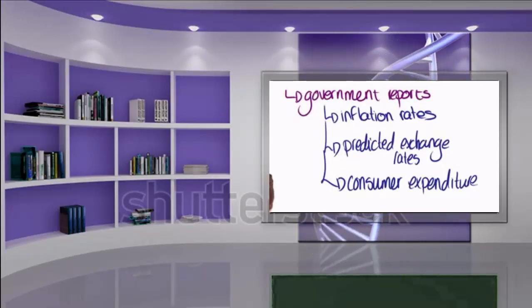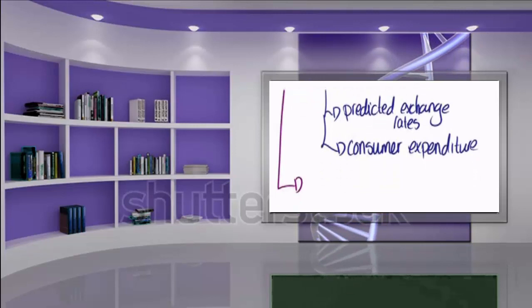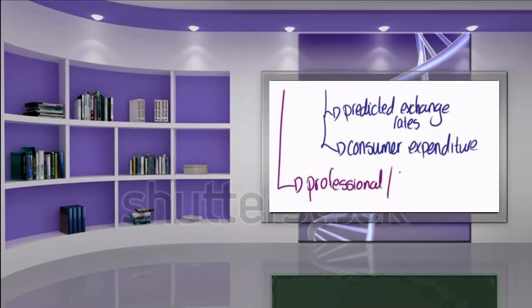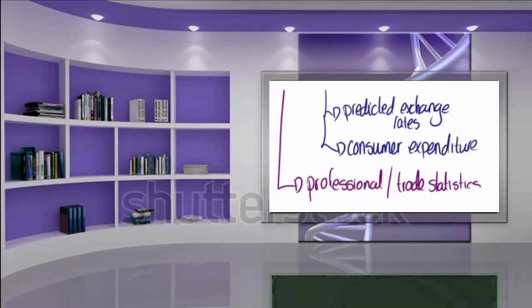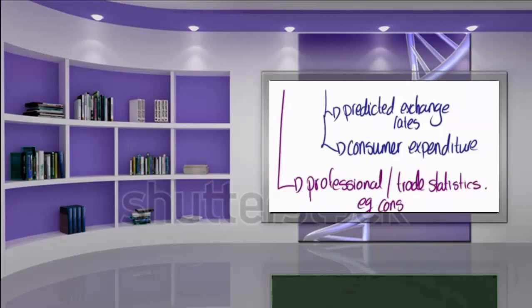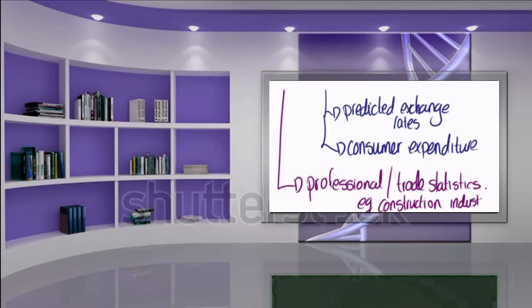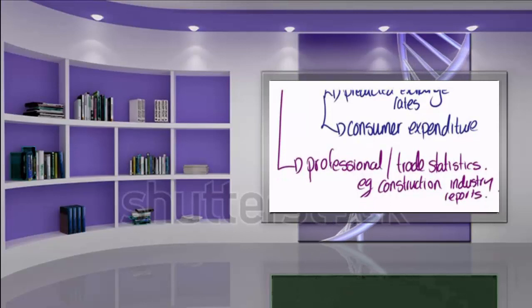Aside from government reports, other external sources of information might be professional or trade statistics. So, for example, construction industry reports. So if we look at professional or trade statistics, these are going to be more industry specific.